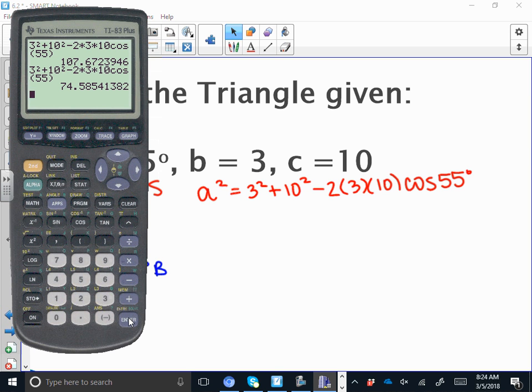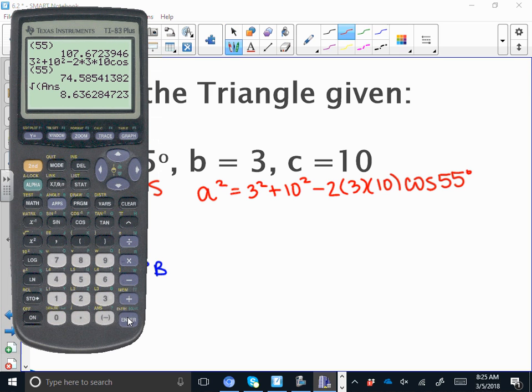What do I do to get a? Okay, so just in your calculator, square root, second answer, and side A is 8.6.